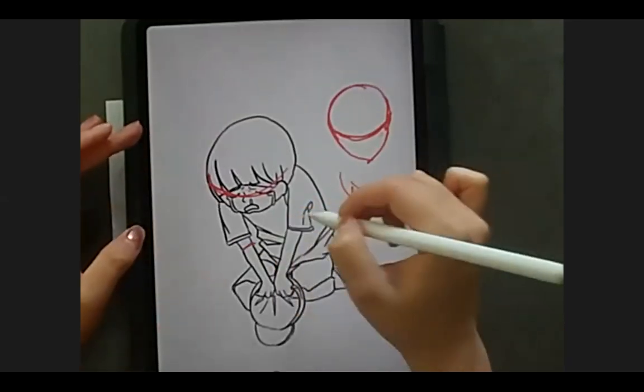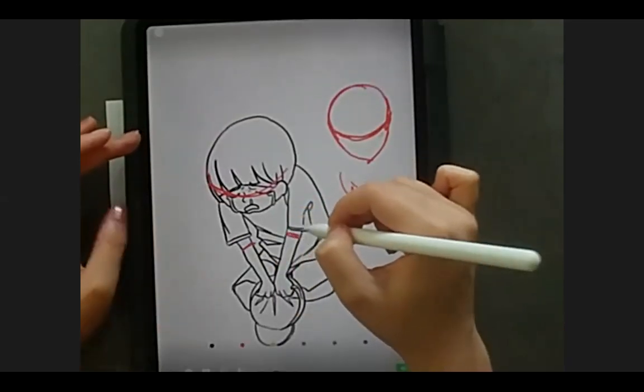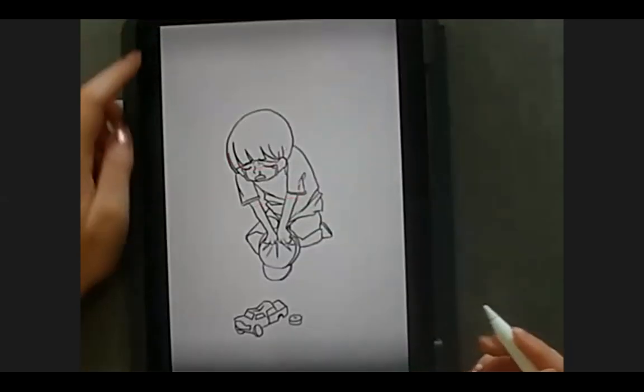And also pay a little bit more attention to where the elbow is. It's kind of unclear here. But overall, still well done, good job.